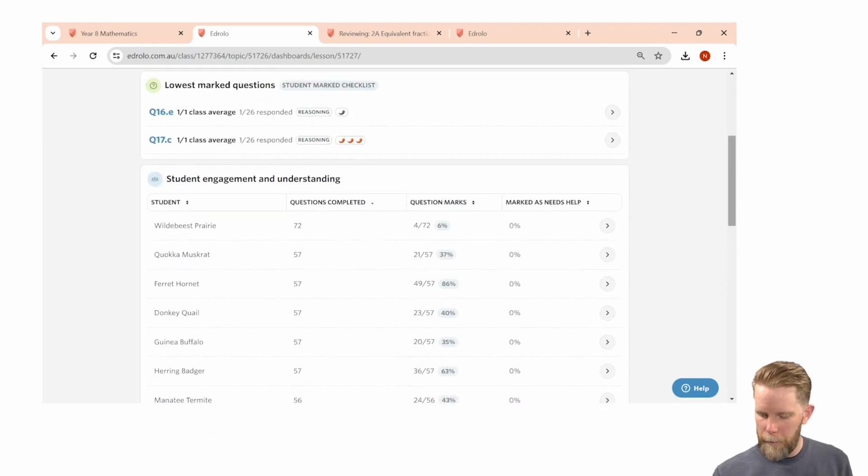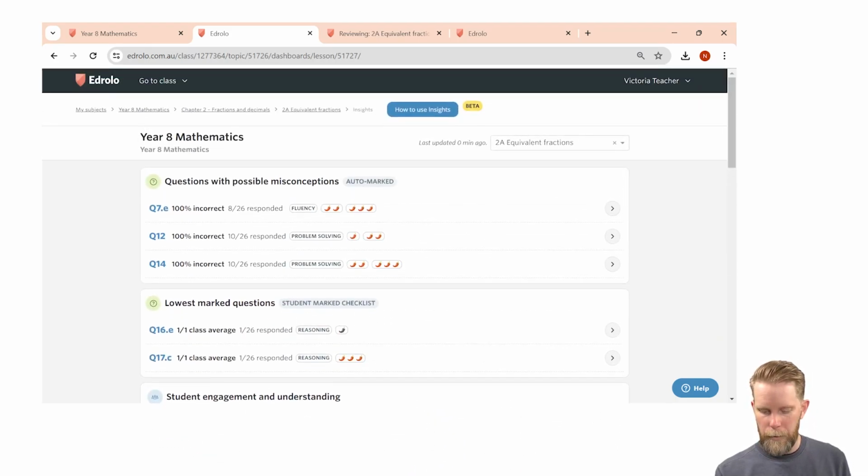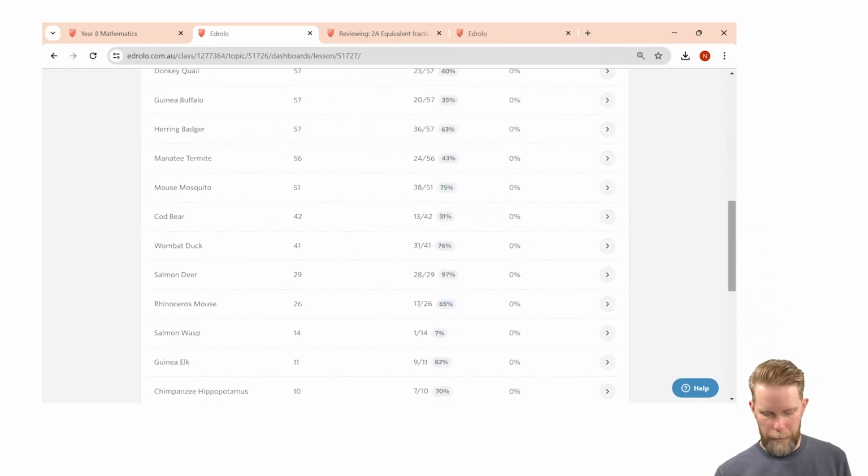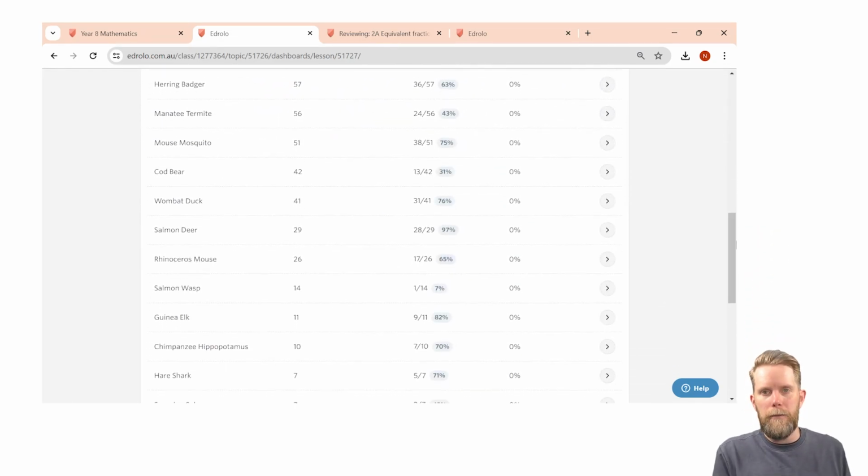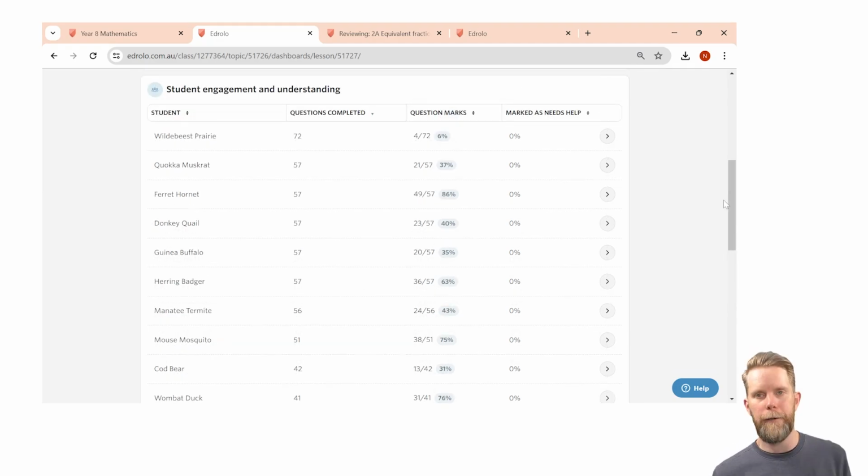To reassure you about this as well, if you go all the way to the top, you can see up here, when was it that the insights was last updated. So we can see here it was updated 0 minutes ago. So if I'm doing this in the classroom, I can quickly go down and see who has completed how many questions. And finally, we want to understand who are the students that need our help the most.